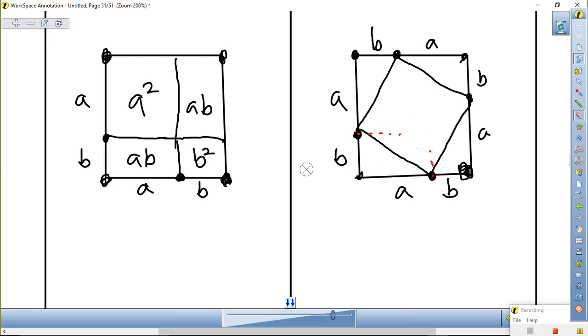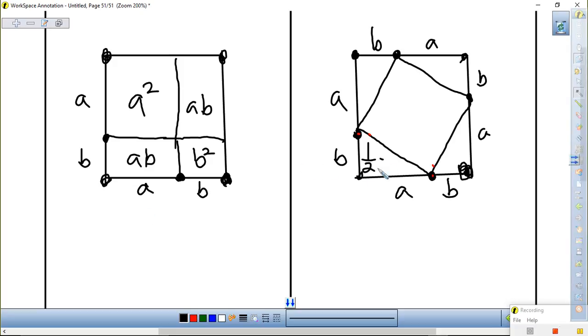So if we can't have that piece, and this one is AB, what can I label this piece? Half of AB. Half AB. Very good. Because it's half, right? That means this one is also half AB. This one is half AB. And this one is half AB.